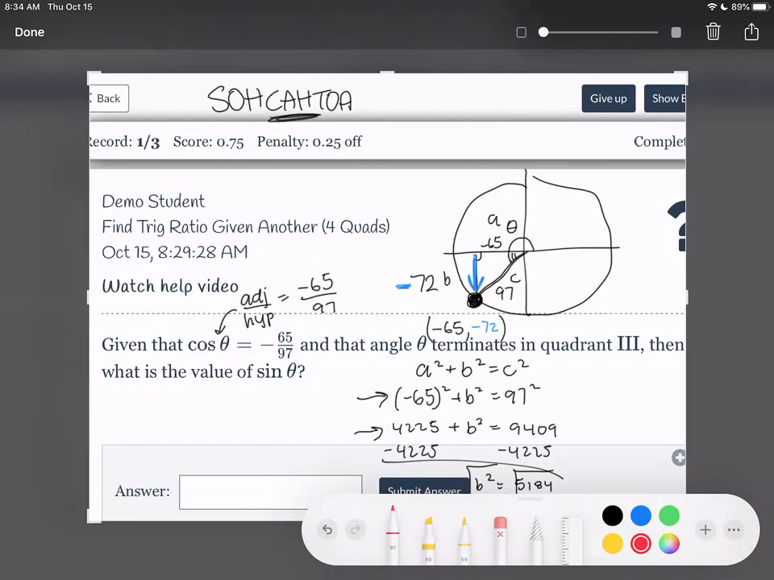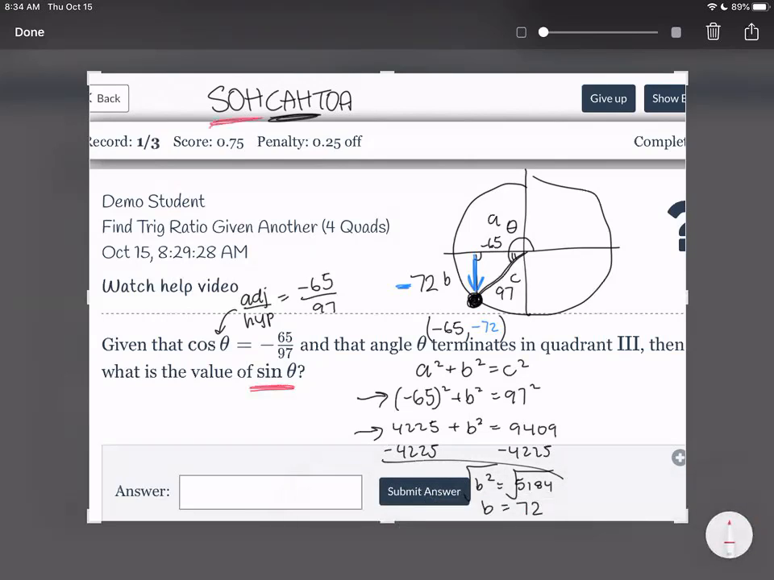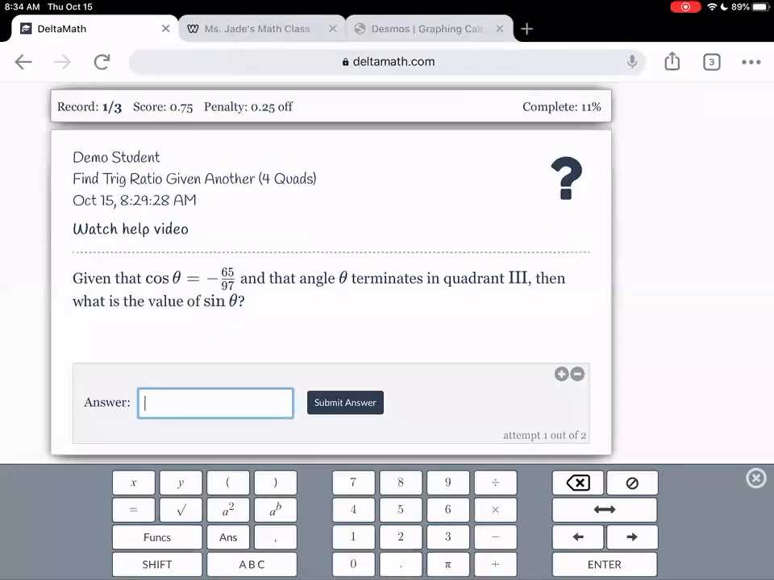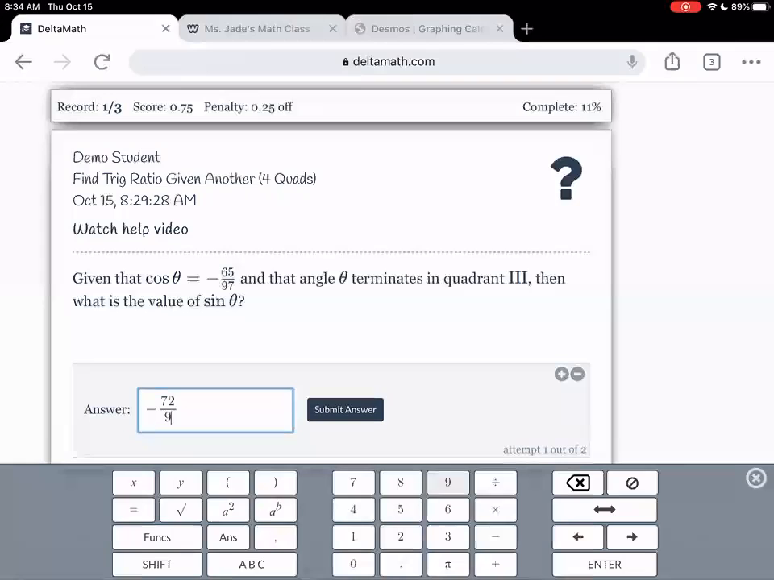Okay, so let's solve for sine of theta now. According to SOHCAHTOA, sine is opposite over hypotenuse. So let's do our opposite over the hypotenuse. And there we go. That's our answer. Negative 72 over 97. Then you just ask yourself, can this be simplified? I don't think so. So let's just leave it like that. Negative 72 over 97.